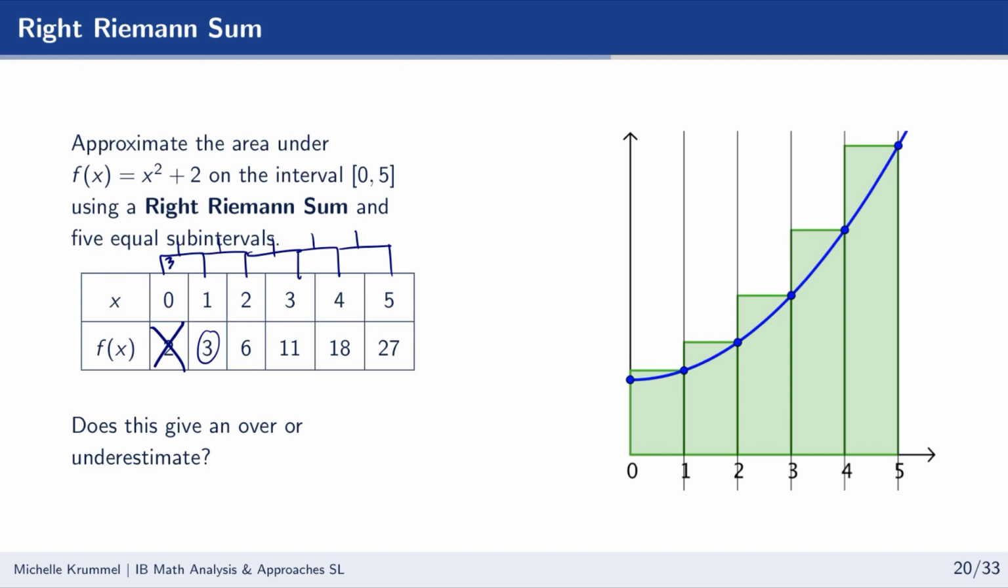You use the right. So 3, and then for this next one, it's the 6. For the next one, it's 11. For the next one, it's the 18. And for the last one, it's the 27. So this time it's going to be 1 times 3 plus 1 times 6 plus 1 times 11 plus 1 times 18 plus 1 times 27. And visually we can see that we have an overestimate this time. Increasing function, right Riemann sum, is giving us an overestimate.